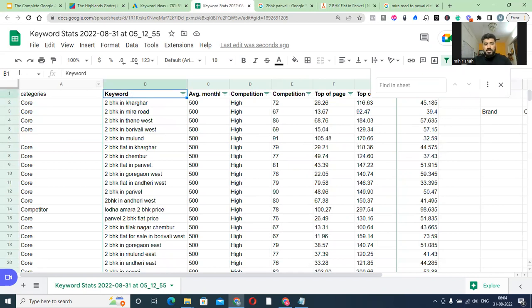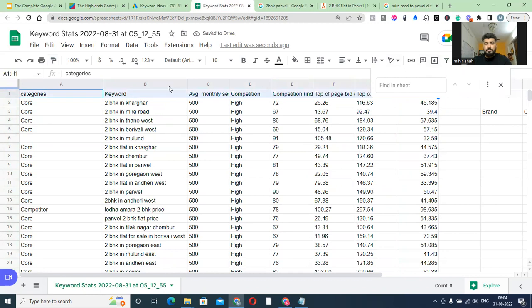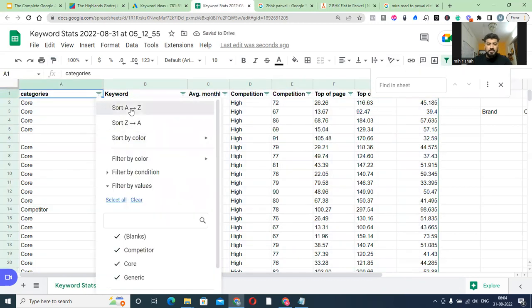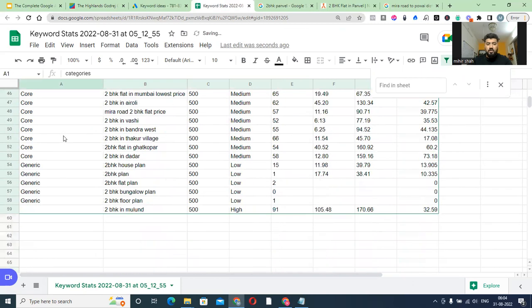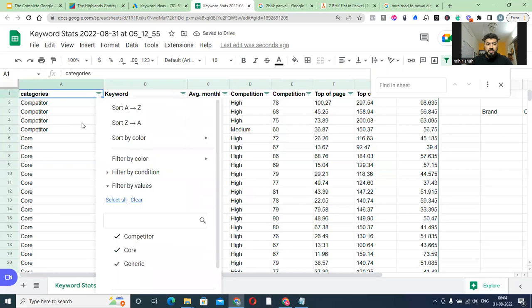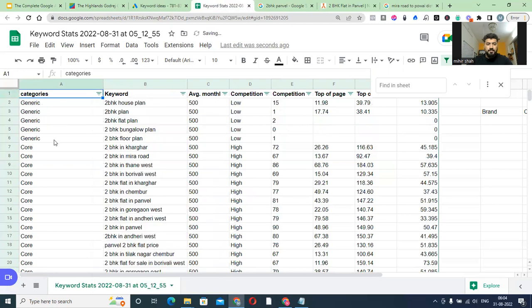Cool. So this is the first segmentation that you need to do, right? Once the segmentation is done, we will refilter this so that we have all the core keywords separated out. BHK in Mulund is a core keyword. So we have all the core keywords separated out.